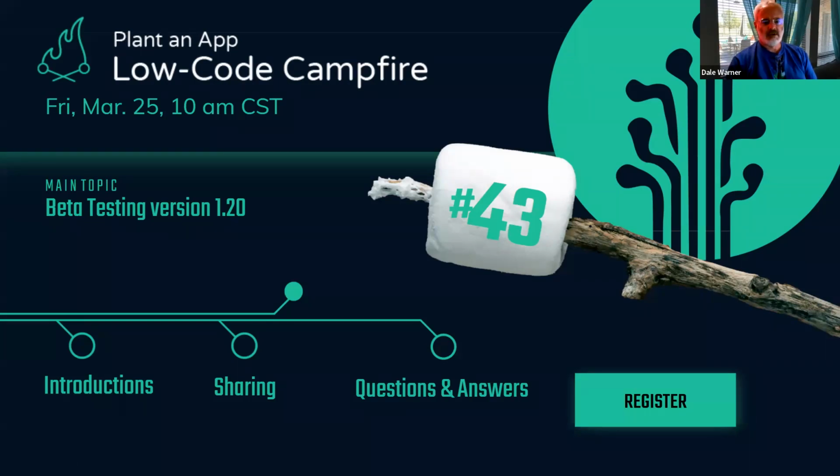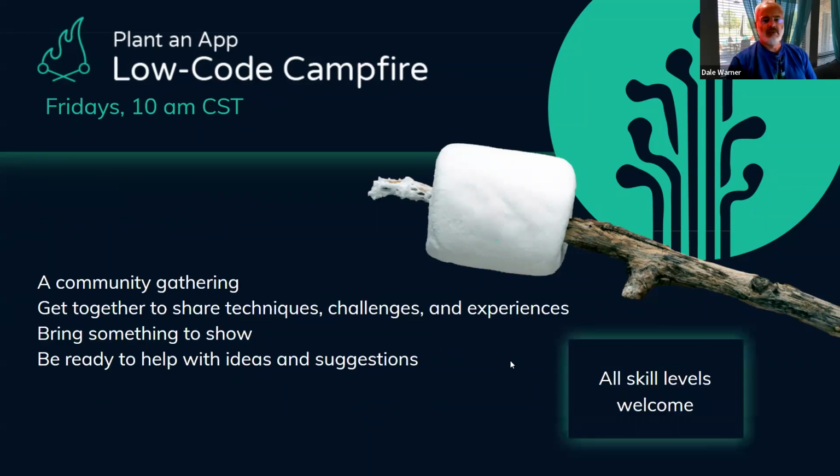Today, we're going to talk about beta testing version 1.20 and whatever else is on your mind. We do this for our community on Fridays, 10 a.m. Central Time. This is an all skill levels welcome gathering that we can just get together and talk about what's going on in low code in general, Plant and App in specific. And so please bring whatever challenges that you're facing.